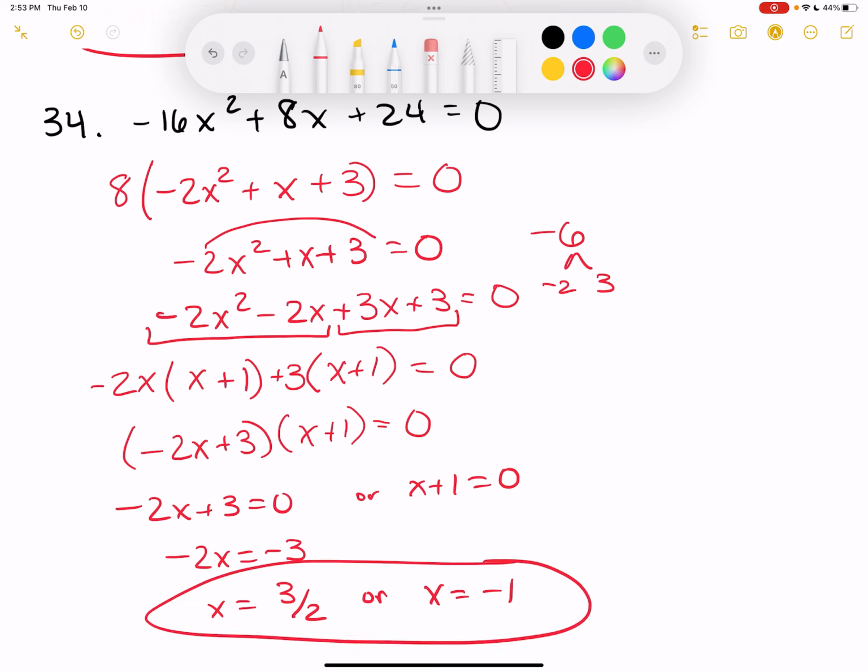Are the fractions always going to be the same as those two numbers? Yeah, unless it can be reduced. Like if you had 8 over negative 4, then you can reduce that. You know what I mean?